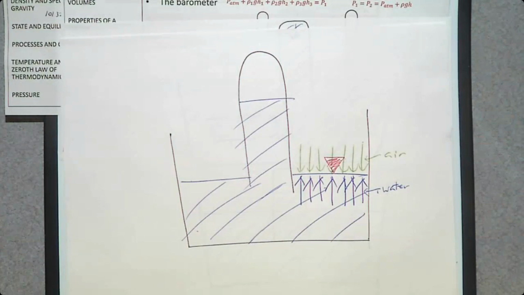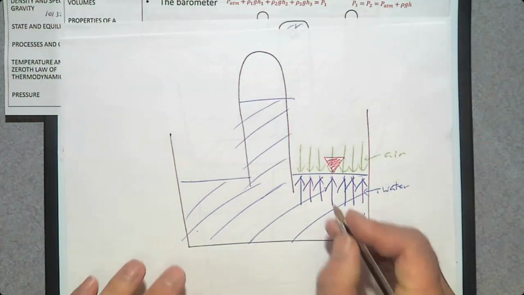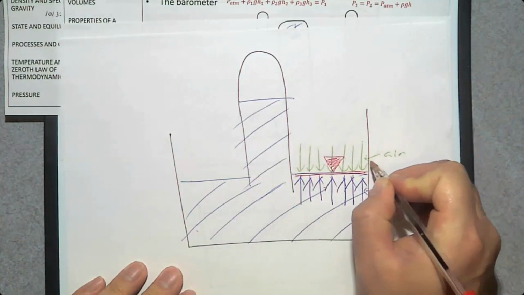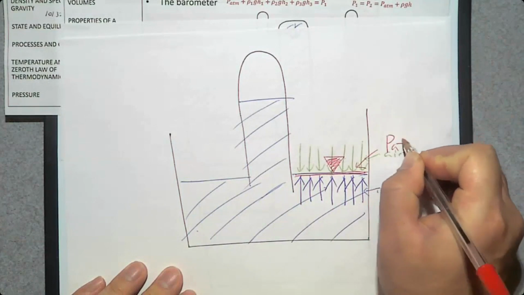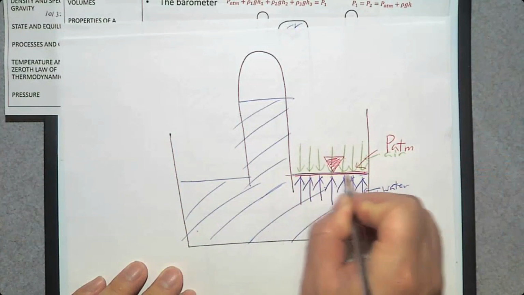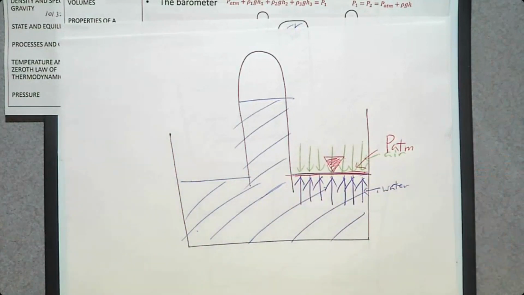Initially it's going to move up and down, and then it stops somewhere. Once you see the interface is not moving up and down, then you can measure the atmospheric pressure. When this interface doesn't go up and down, the pressure by air is PATM and the pressure by water is also PATM. So this interface is at atmospheric pressure.